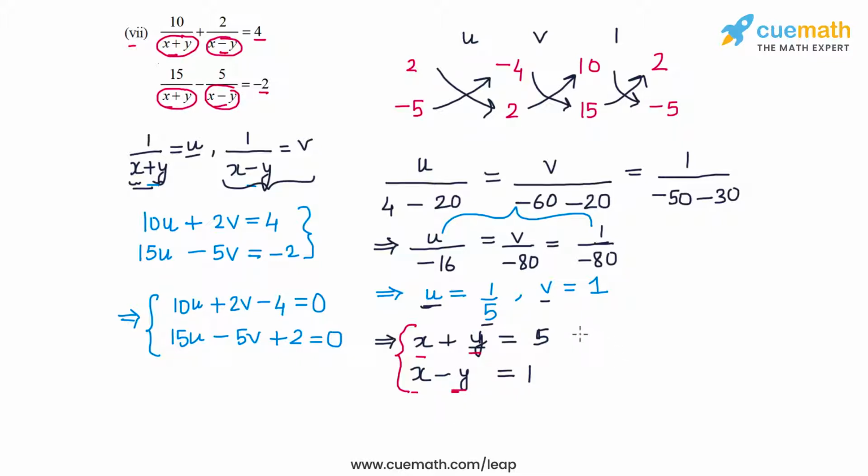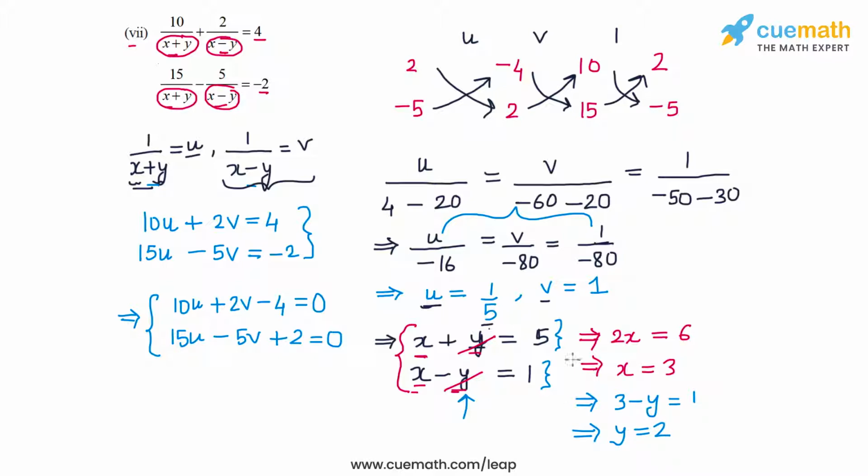If we add them, what do we get? On the LHS we get x plus x, so that's 2x, and the y terms cancel out, and on the RHS we get 5 plus 1, and this means that x is equal to 3. Now that we have the value of x, we can substitute this into any of these equations and get the value of y. So let's substitute this into the second equation. That gives us x minus y, or 3 minus y, equal to 1, or y is equal to 2.